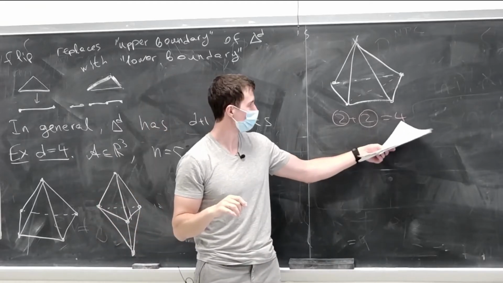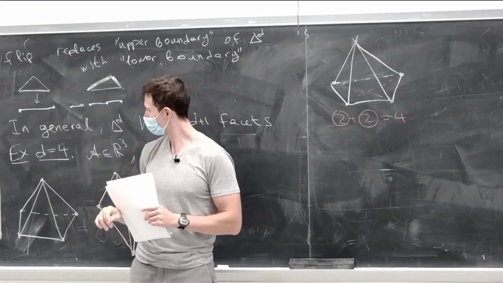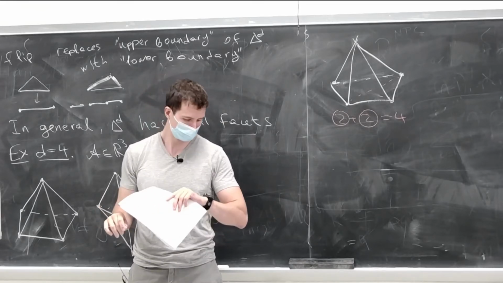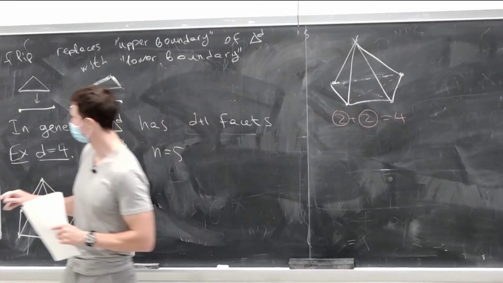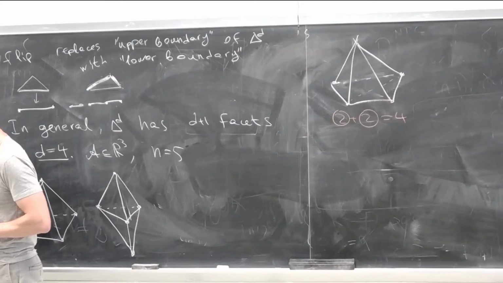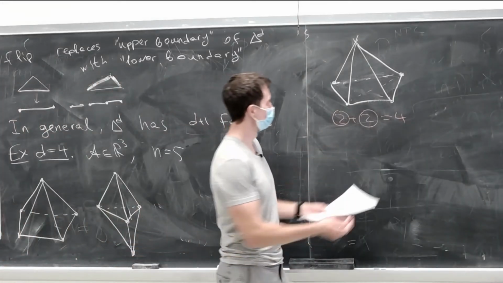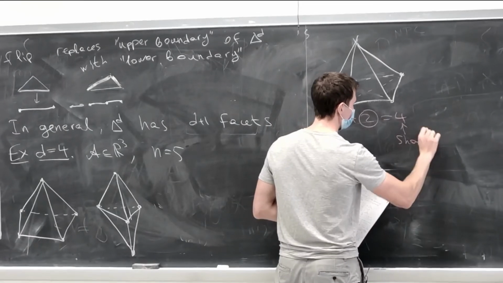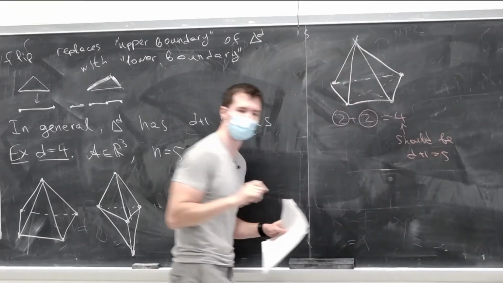How many total faces should I get? 5. Right, I should get d plus 1. I already had 4. 2 plus 2 was here, right? This sounds sort of off. I mean, this should be 5. Should be d plus 1. So what's the problem?